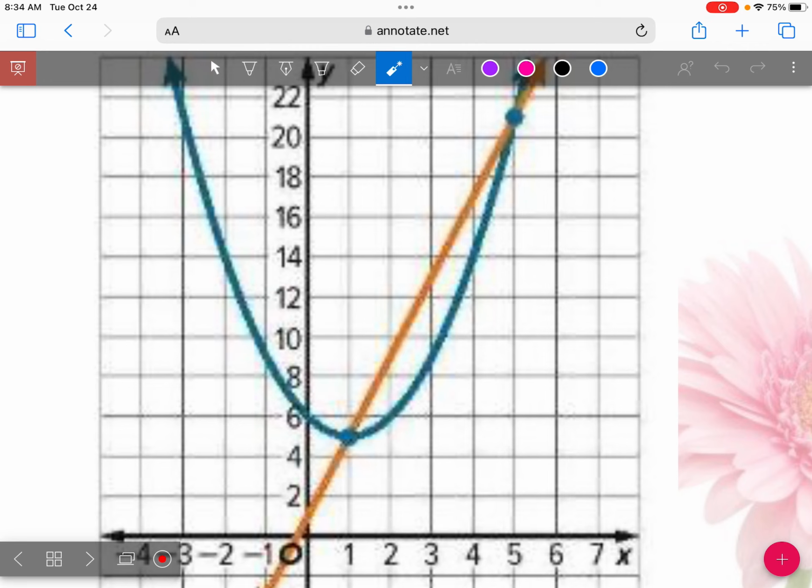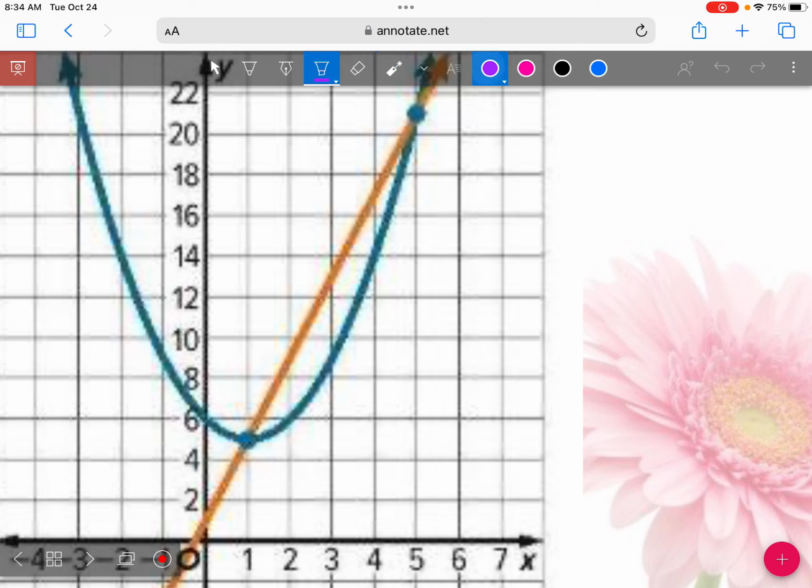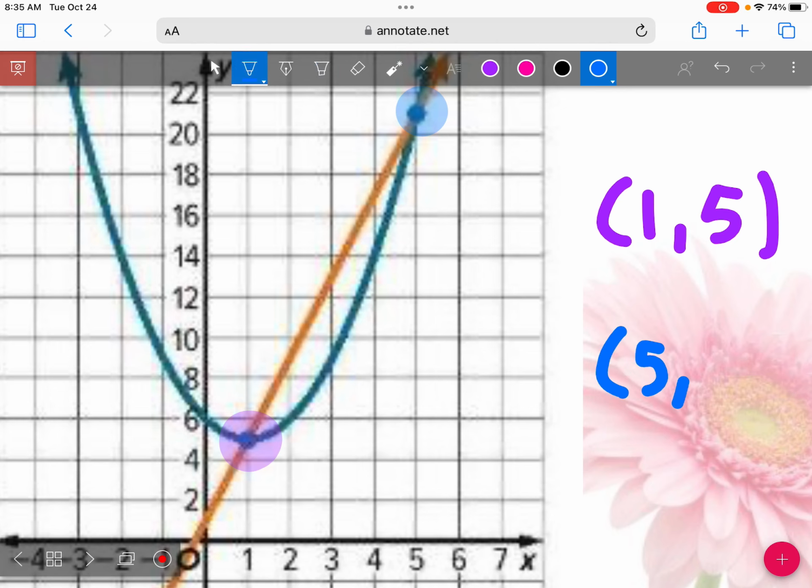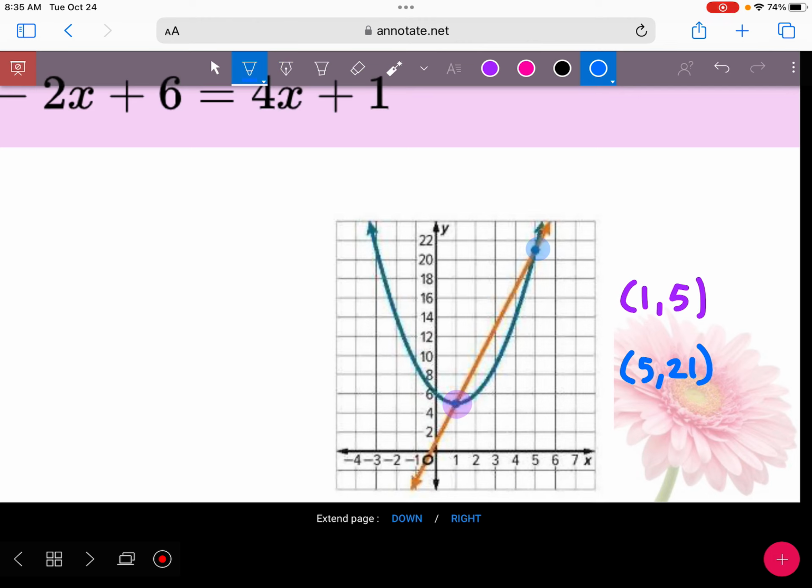Where are my solutions? Yeah, we've got our 1, 5. And then, yeah, exactly right, this guy up here, 5, 21. So if you are provided a picture, read the picture. We could algebraically solve it, totally fine. We've done that. We did it twice already today. But if you're given a picture, use the dang picture, make your life easier.